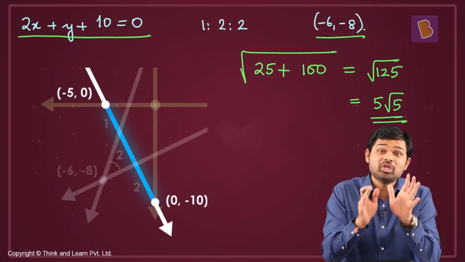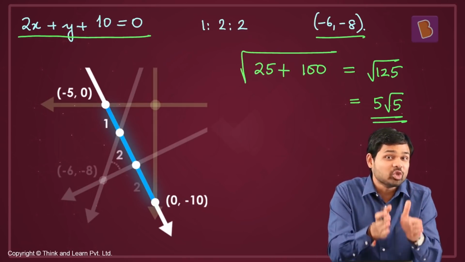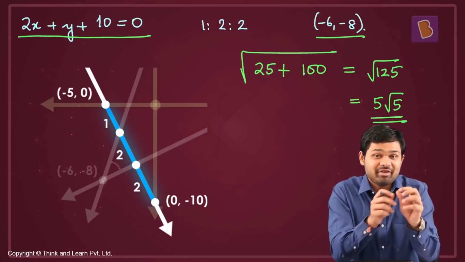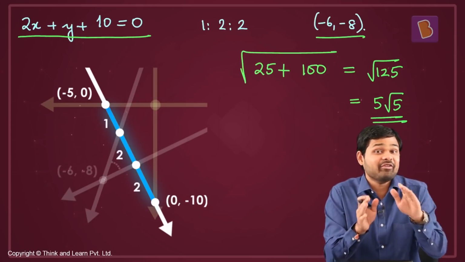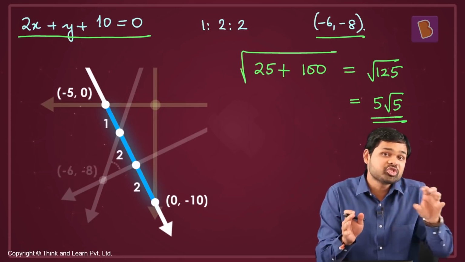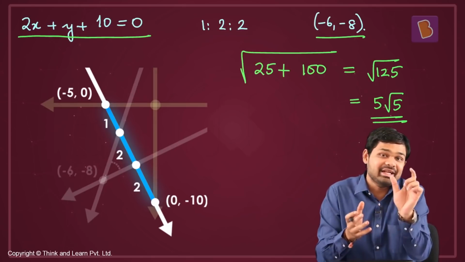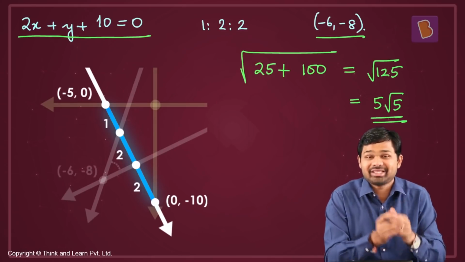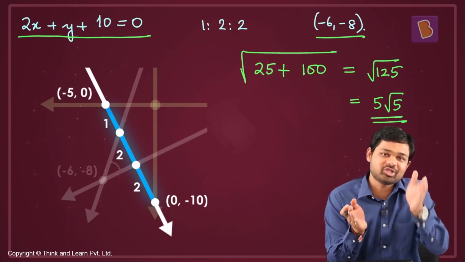Now this is divided into 3 parts, 1:2:2, which means a net of 5 parts, isn't it? If there were 5 points equally dividing it, then there would have been 5 parts. So 1:2:2 clearly means that the length of each of these is going to be 1x, 2x and 2x. So 5x is divided into 1x, 2x and 2x.